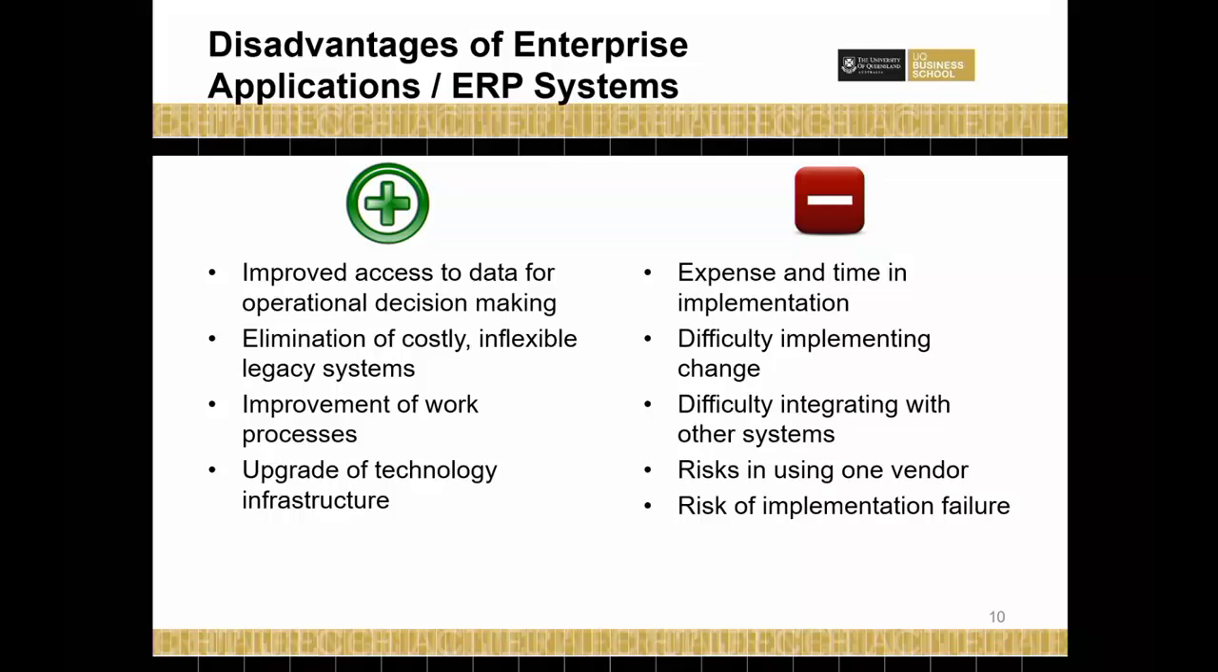Risk of using one vendor, what does it mean? I mentioned before that it's very difficult to remove an ERP system from your organization once you have implemented it and are using it for some years. And that means if the company changes their mind and would like to have a different ERP system, this is almost impossible. Yes, of course it can be done technically, but it is almost impossible to take out one ERP system and put a new ERP system in.